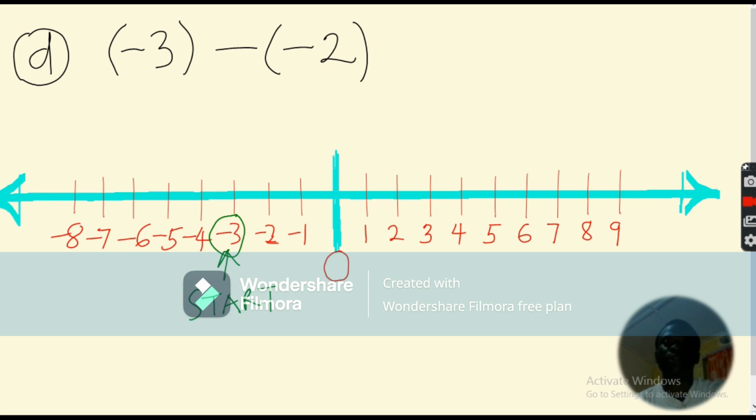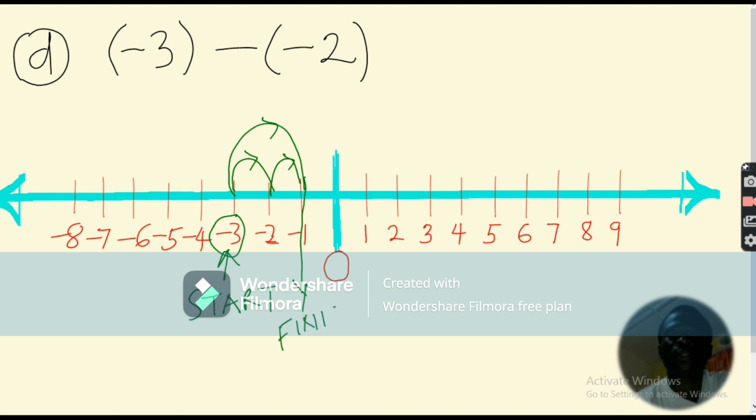So we are going towards the right 2 times. That is 1 and 2. Overall, you've done this. So the result ends here. We're going to write finish, and the number on which you are finishing is what? Is -1. So that will be the result of that part.